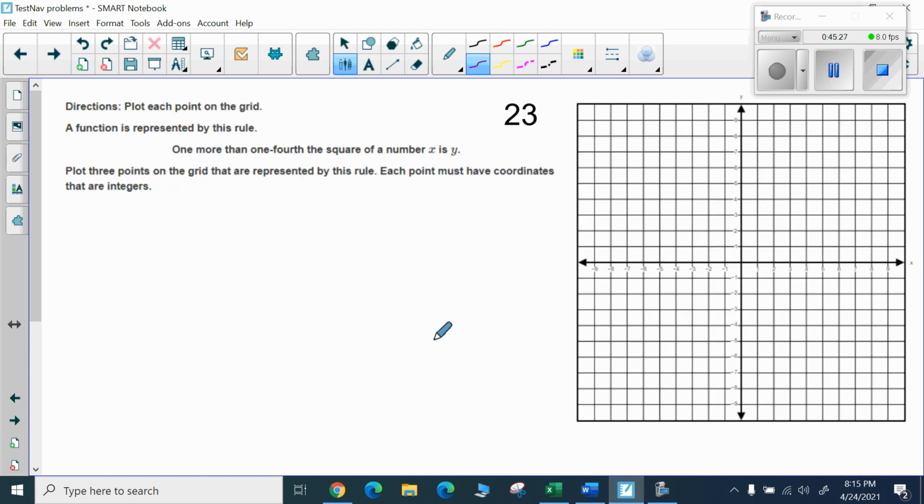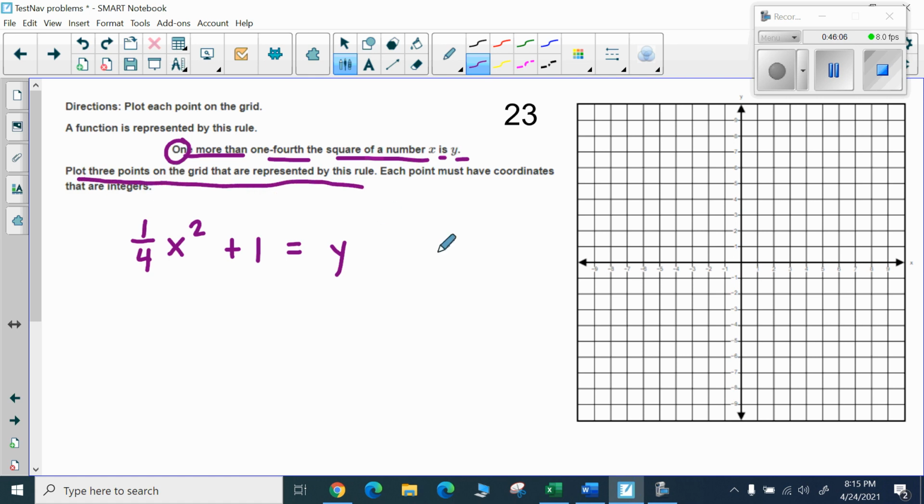Number 23 says to plot each point on the grid, a function is represented by this rule. 1 more than 1/4 the square of a number x is y. Okay, so 1 more than means that you need to add 1 to the end. Remember, more than and less than means to take that number and put it after. 1/4 the square of x plus 1 is y. Then it says plot 3 points on the grid that are represented by this rule. Each point must have coordinates that are integers. So we don't want any decimals.